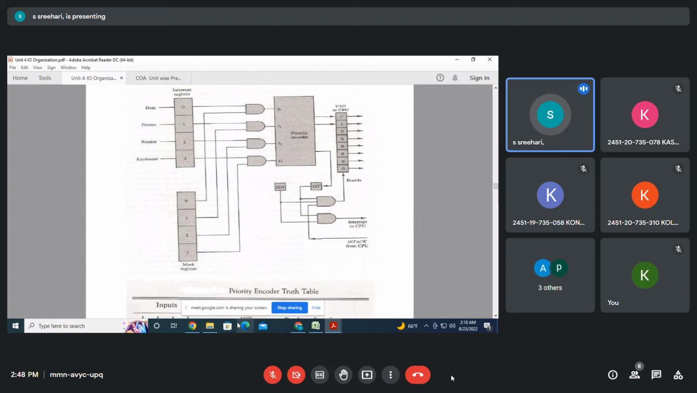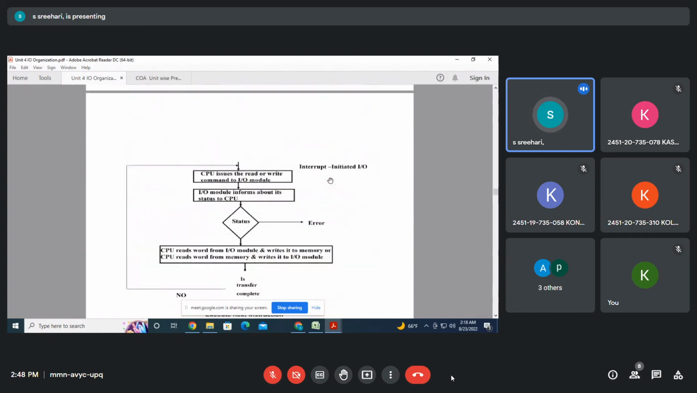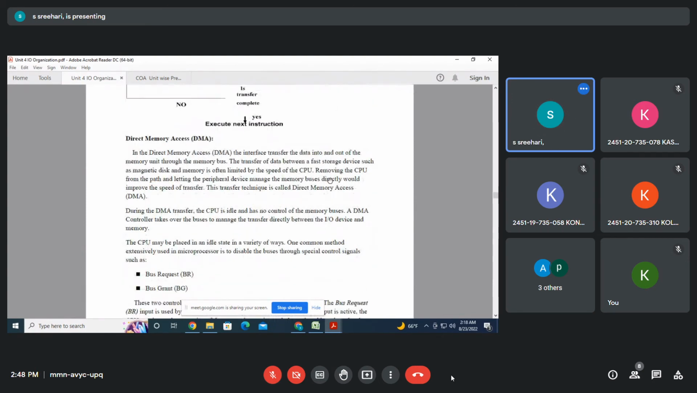So the parallel priority method uses a priority encoder to generate the highest priority device and its valid address, right? This is the parallel priority method. There is an interrupt register, and we use a mask register to enable or disable particular IO devices. This way it generates the priority for that particular one, right? So this is the priority register.